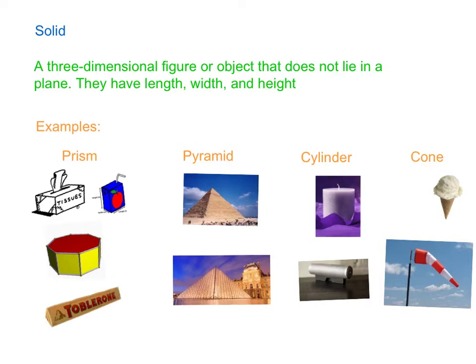And you can see just below prisms, there's some examples of types of prisms. Below pyramid, there's some examples of real-life pyramids. Same for cylinders, and also some real-life examples of cones.